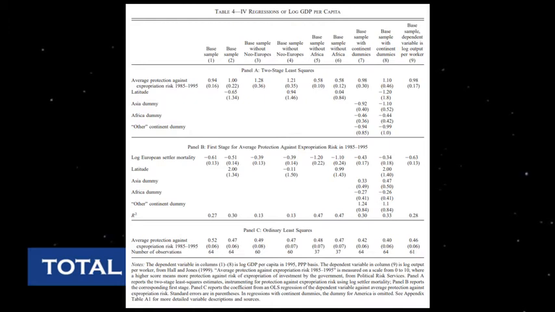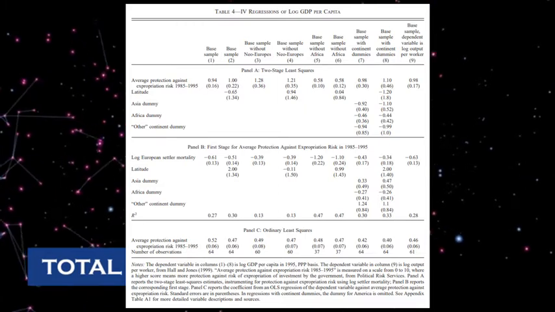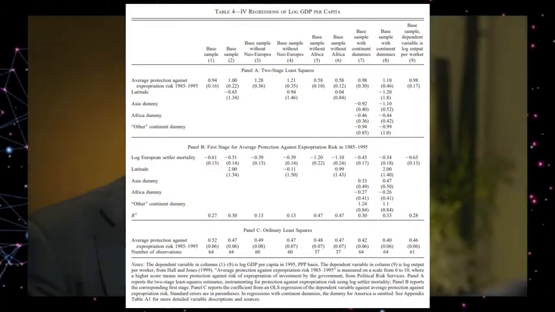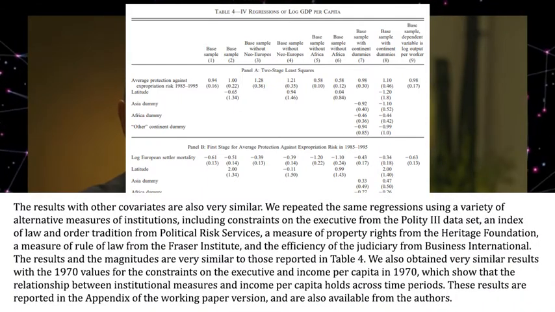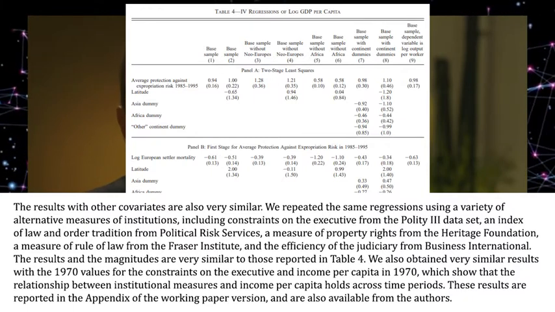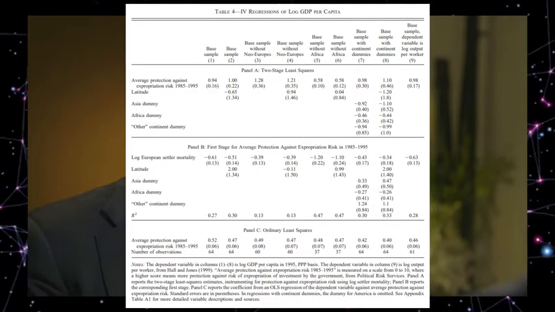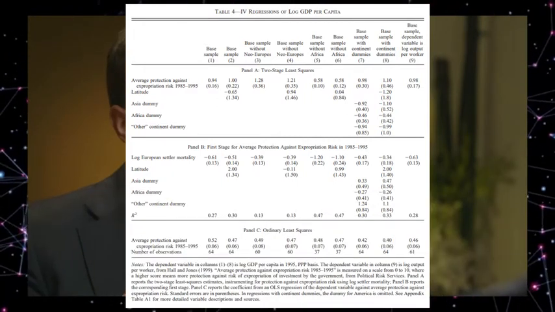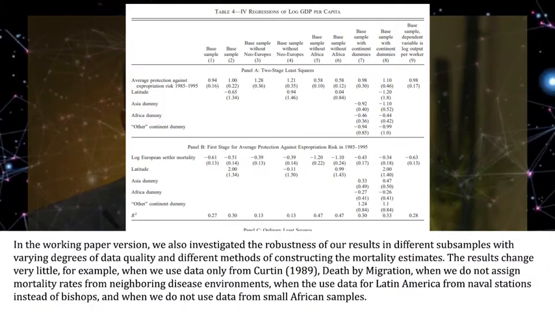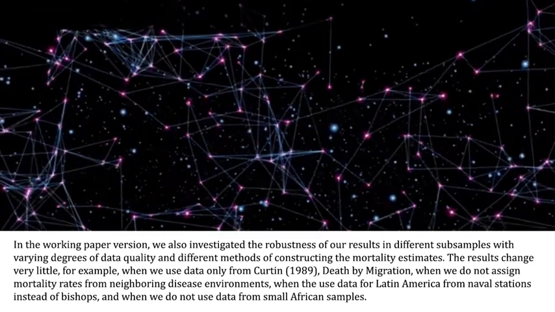Finally, in column 9, we repeat our basic regression using log of output per worker as calculated by Hall and Jones in 1999. The result is very close to our baseline result. The 2SLS coefficient is 0.98 instead of 0.94, as in column 1. This shows that whether we use income per capita or output per worker has little effect on our results. Overall, the results in Table 4 show a large effect of institutions on economic performance. In the rest of the paper, we investigate the robustness of these results.